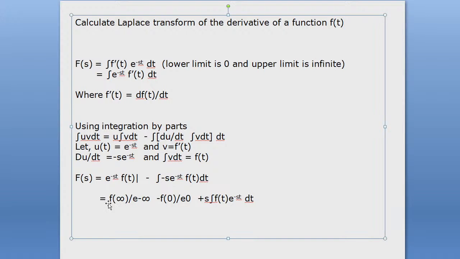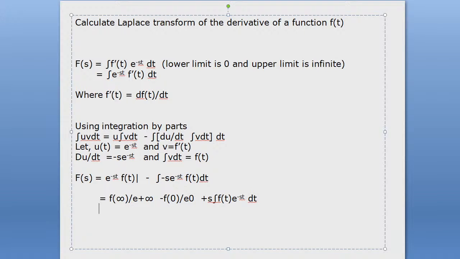So now you can say that this part is 0, f infinite e to the power infinite. This part is 0, this is actually plus, so e to the power plus infinite, this part will be 0. So you can write finally 0 minus f of 0, and this term we can write as s F of s plus s f of s. These are capital letters, you just replace this s using a capital letter.